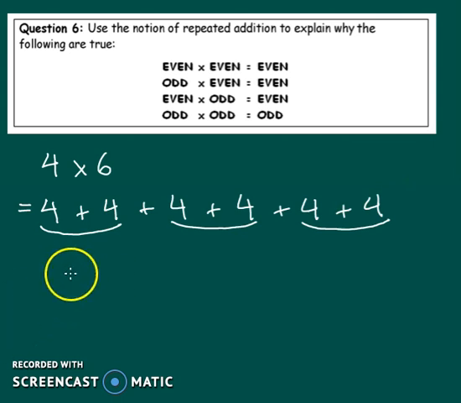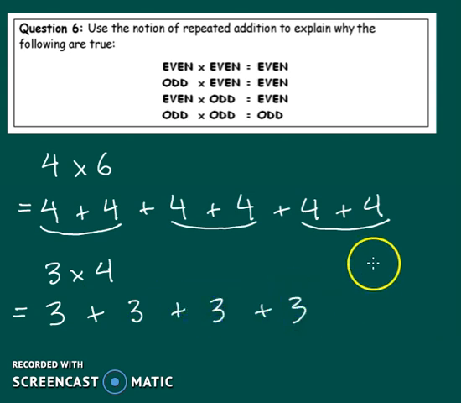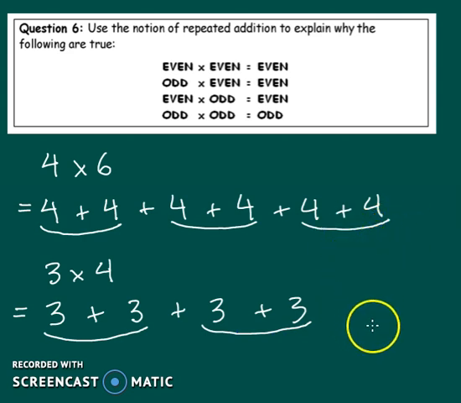What about an odd number times an even number? So let's try 3 times 4. So in terms of repeated addition, what does that mean? It means we have 4 3's. So once again, I'm adding 3 plus 3 plus 3 plus 3. And once again, I can group them into pairs. So again, I've got an even product.